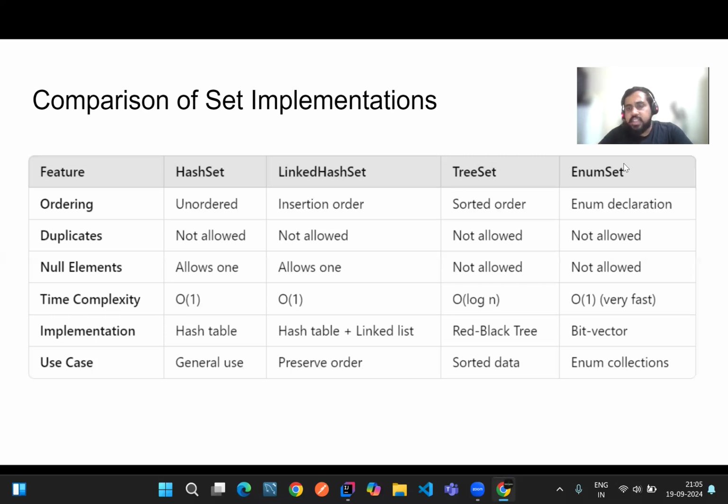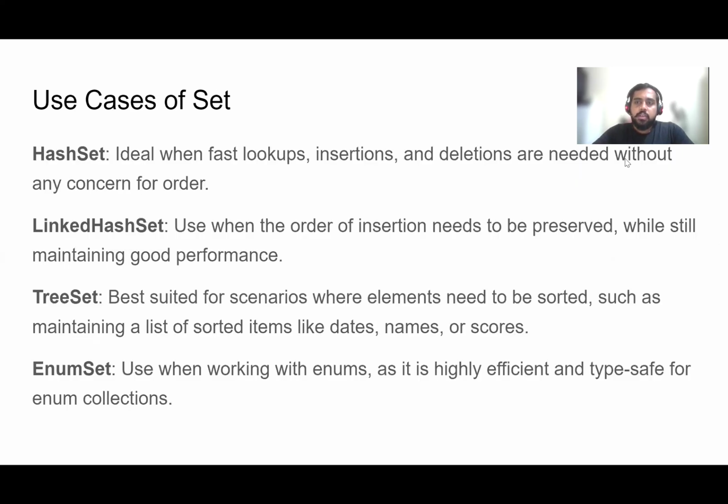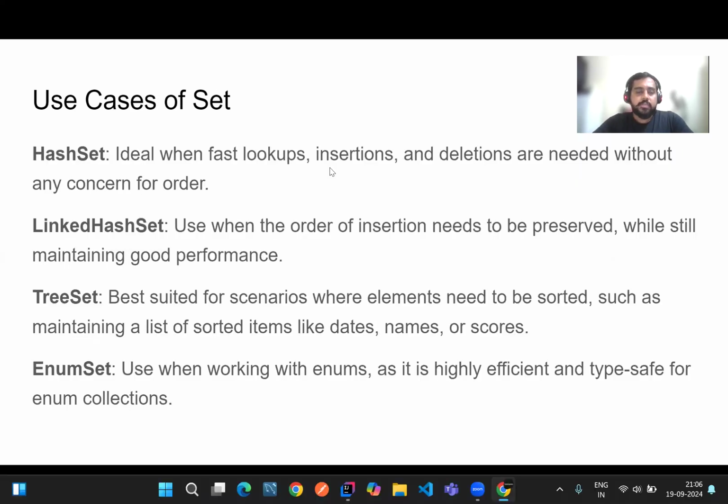Use cases: generally we use HashSet if you just need a set. LinkedHashSet when we need to preserve the order. TreeSet when we want to sort the data we are storing in the collection. For EnumSet, if I'm bounded by my enum collection, I'll go with an EnumSet. So let's see the use cases.